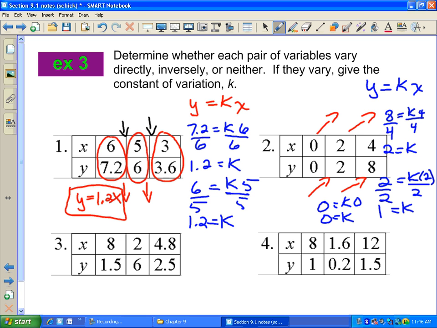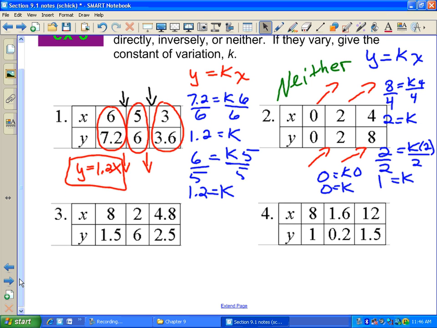It looks like it's direct variation. As x goes up, y goes up. But the k that I'm coming up with is not constant. Since the k I'm coming up with is not constant, this is neither. It doesn't match direct variation, and it definitely doesn't match inverse variation. So this is neither. Okay?